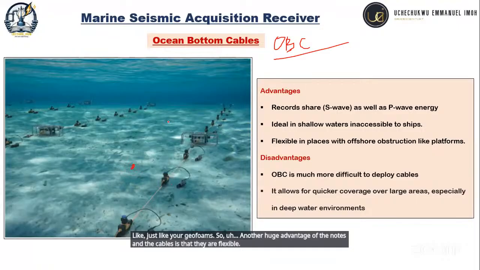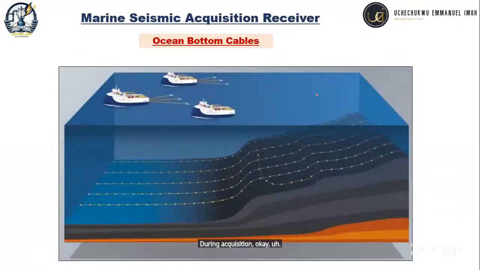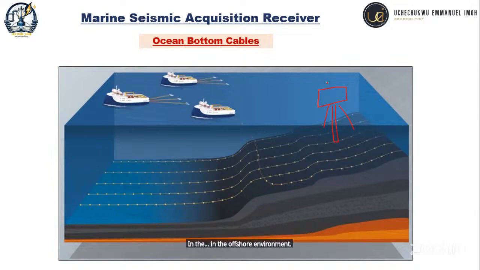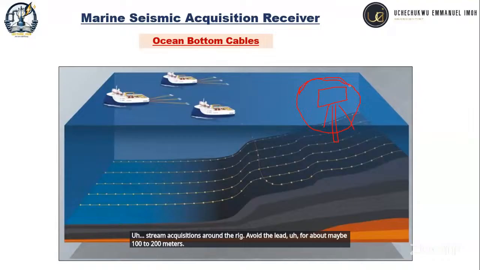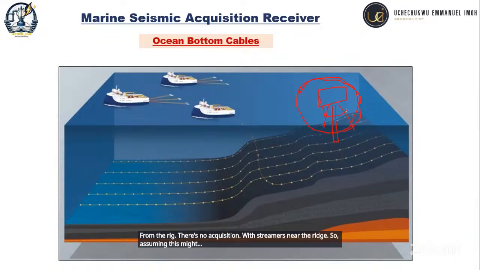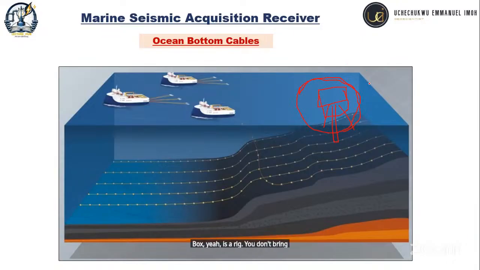Another huge advantage of the nodes and the cables is that they are flexible during acquisition. For instance, if you have an oil rig, you all know what an oil rig is. If you have an oil rig here in the offshore environment, during acquisition, they do not do streamer acquisitions around the rig. They avoid the rig by about maybe 100 to 200 meters. There's no acquisition with streamers near the rig. So assuming this box here is a rig, you don't bring a streamer vessel around it.